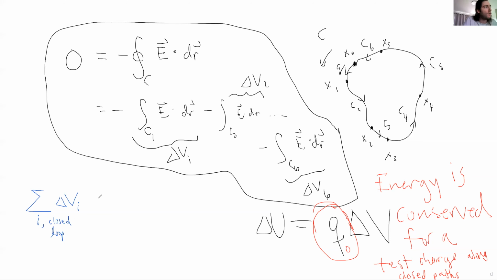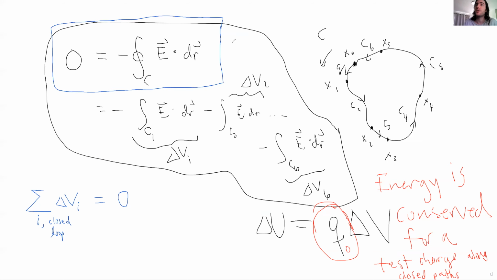So the summation of all voltage increases or voltage decreases, the sum of all of them will always give us zero, okay? But now something interesting happens. This statement here is always true for electrostatics, meaning when we have no moving charges, this statement is always true. However, this statement is not always true when we do not have electrostatics.